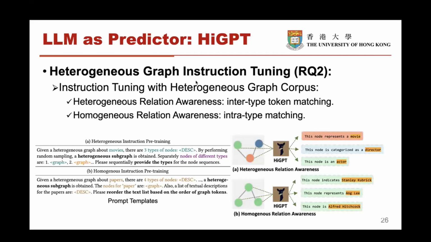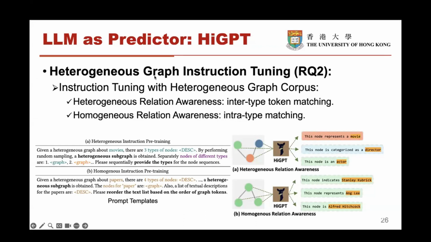Then we propose heterogeneous graph instruction tuning to answer the RQ2, to enable the language models to effectively distinguish between different types of the input heterogeneous graph tokens and the specific nodes within each type. Based on the natural language instructions, we propose instruction pre-training using a large corpus consisting of heterogeneous graph instruction pairs. Specifically, with such pre-training stage, we inject heterogeneous relation awareness and homogeneous relation awareness.